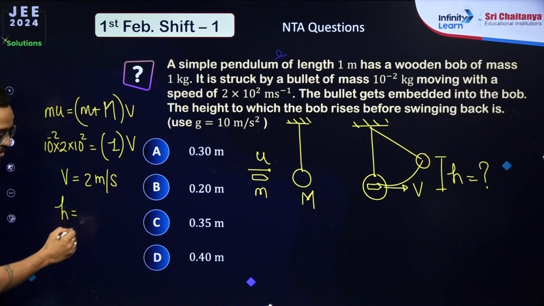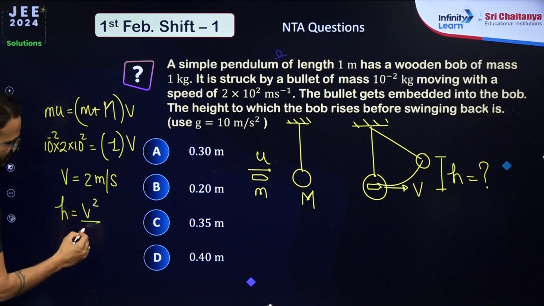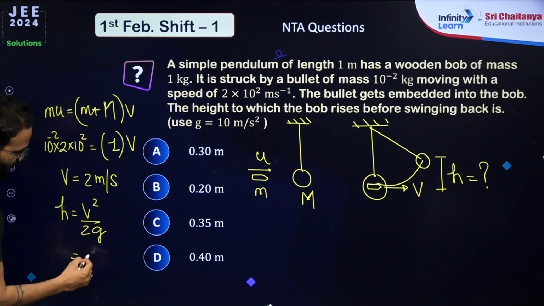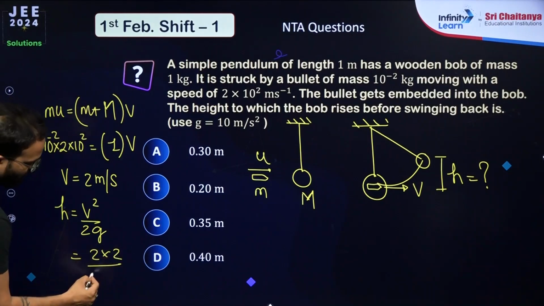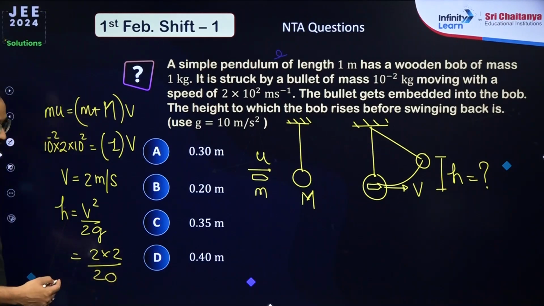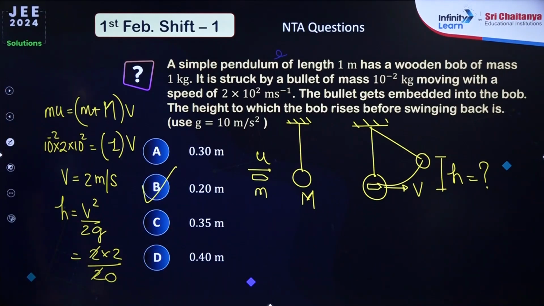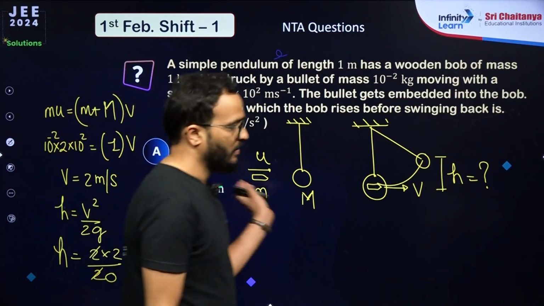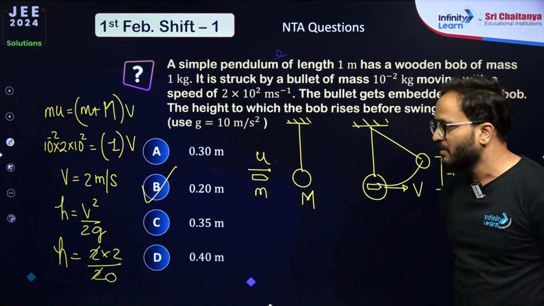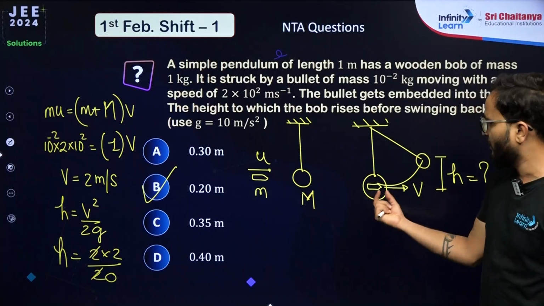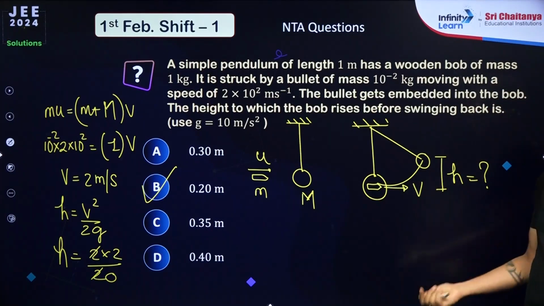Now h is how much? H is always, the formula is v square by 2g. So 2 into 2 by 20, right? So it will be how much? 0.2. Option B. Clear? So height will be 0.2 meter. Done, everybody? So very simple formulae. You must remember these formulae. When an object is given a velocity v, to what height does it go? It is v square by 2g.